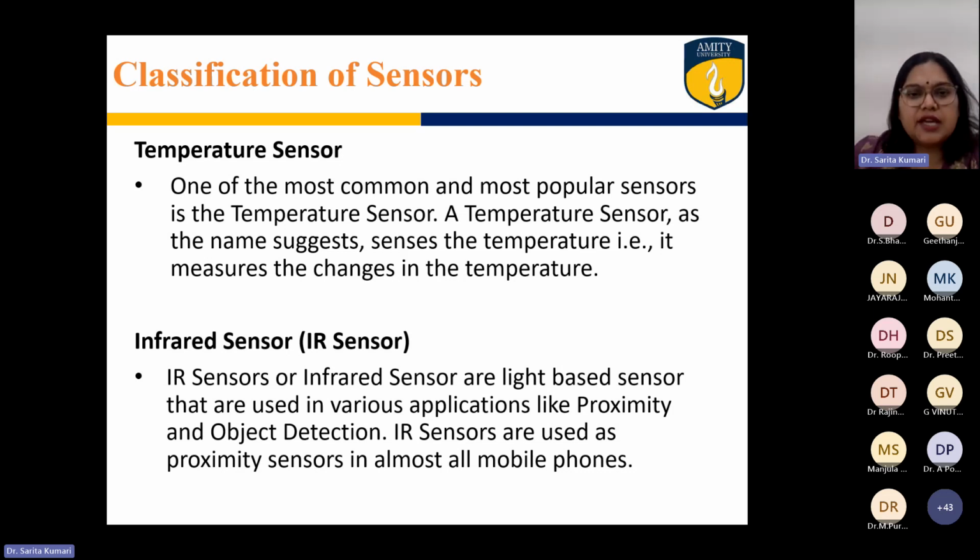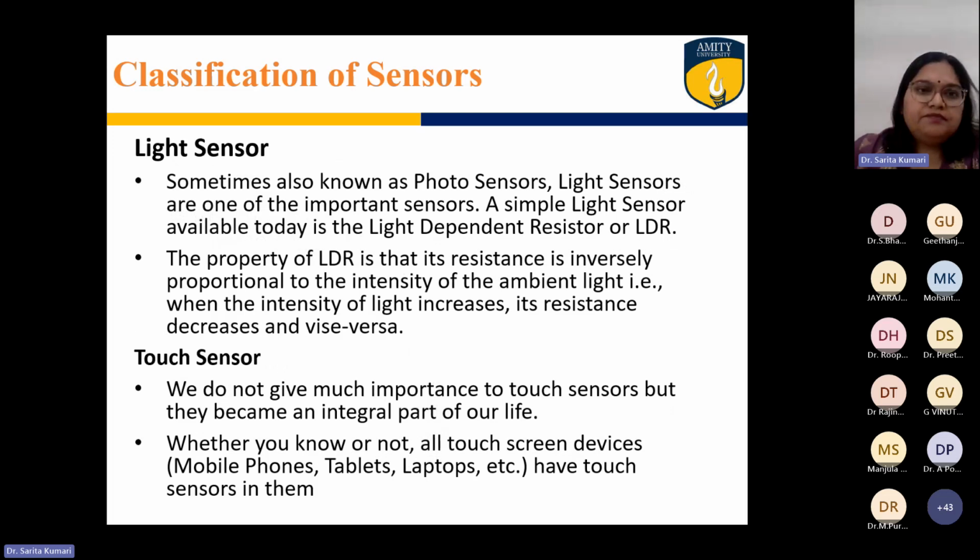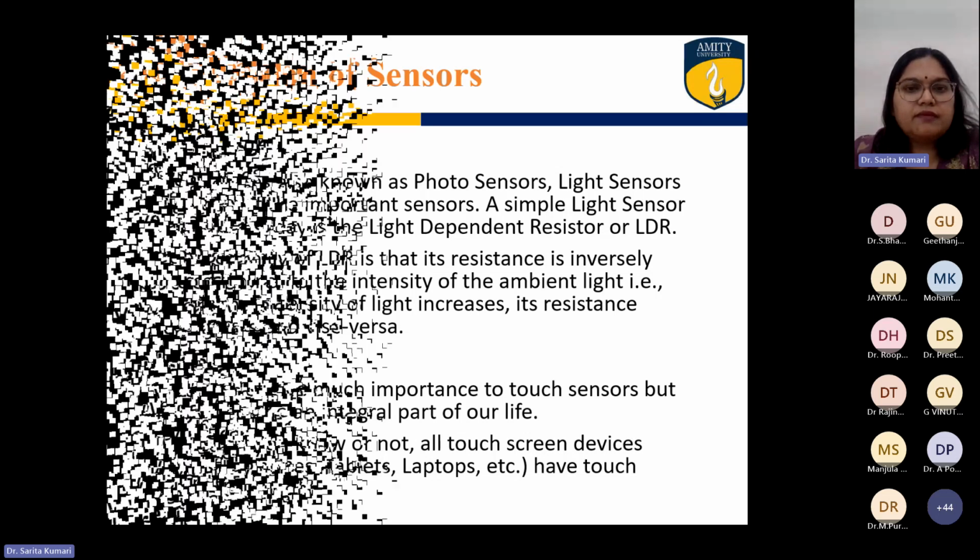Then infrared sensors are there. We have the light sensor, also known as a photosensor. Light sensors are one of the important sensors, and we see them everywhere. In the case of an LDR, the property is that the resistance is inversely proportional to the intensity of ambient light. We use this property to design the light sensor. The touch sensor we are all using, like in mobile phones, tablets, and laptops, everywhere we use the touch sensor.